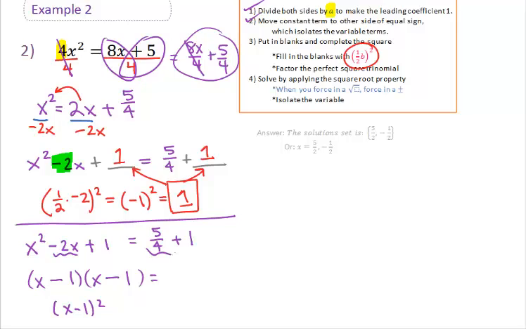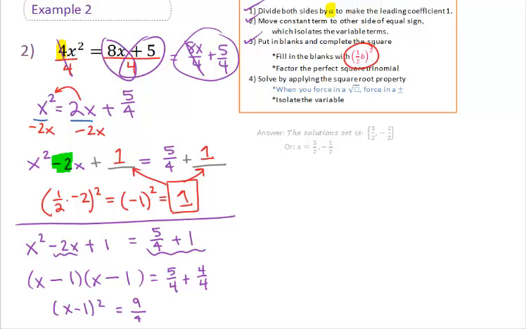Now my right-hand side of the equation. I need to add these by using a common denominator, which is 4. So I have 5/4 plus 1, I can convert to 4 over 4. That's just using simple fraction properties. Adding the top, 5 plus 4 gives me 9, and putting that over my common denominator of 4. At this point, I have finished step number 3.